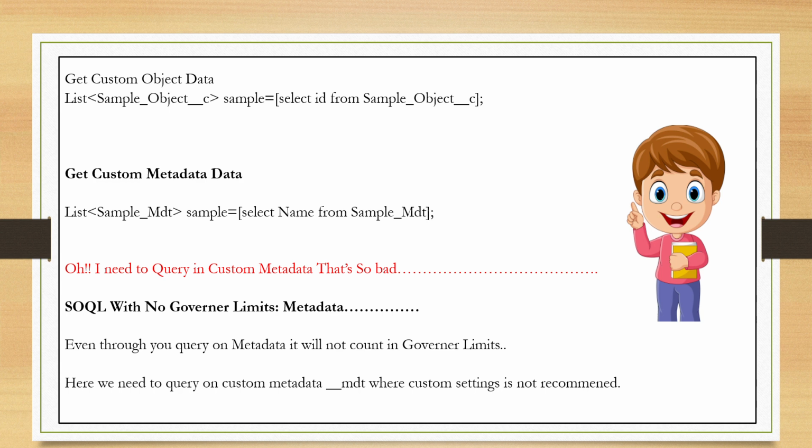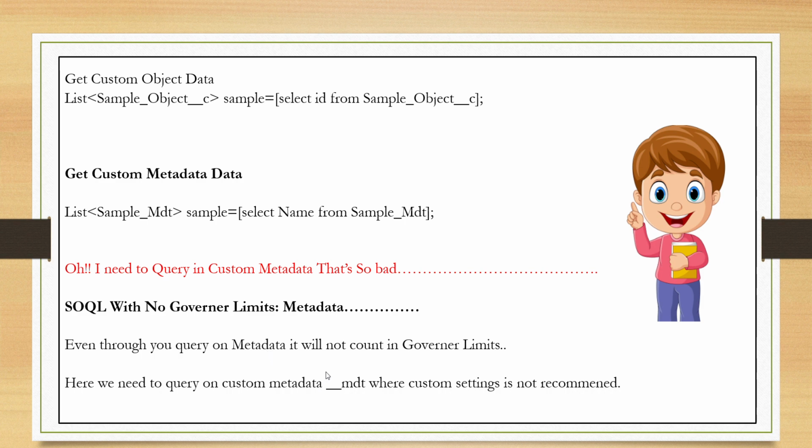So in SOQL, the benefit of using custom metadata is that it bypasses the governor limits, because if you want to query more and more, it doesn't hit the governor limit. Okay, even though you query on metadata, it will not count in governor limits.